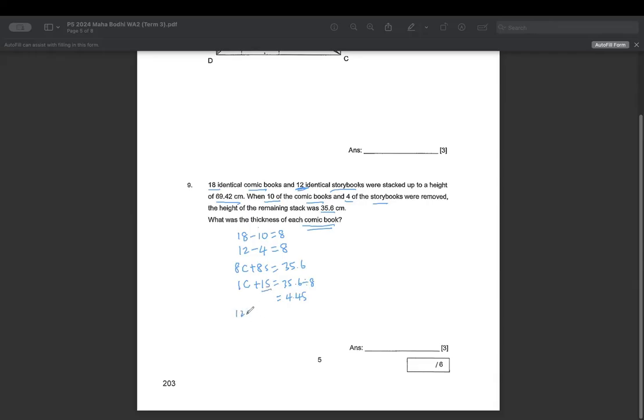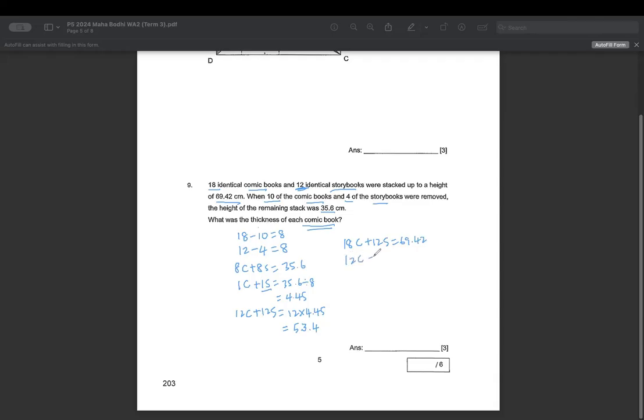So I write down 12 comic books plus 12 storybooks will just be 12 times 4.45, because this is one comic book and one storybook, so I want 12 sets of it, I just times 12. We will get 53.4 cm. Now let me write down again: 18 comic books plus 12 storybooks is 69.42.